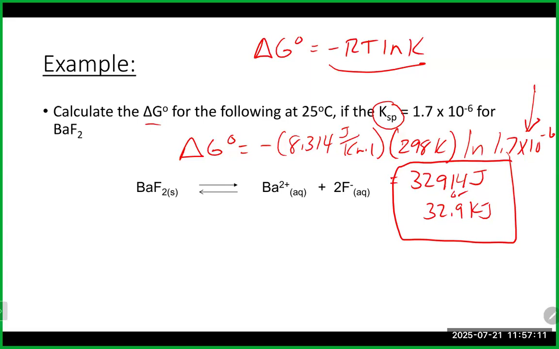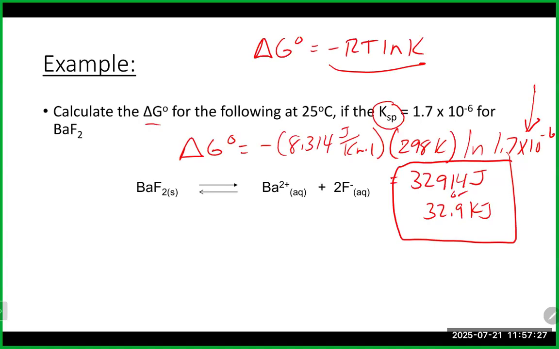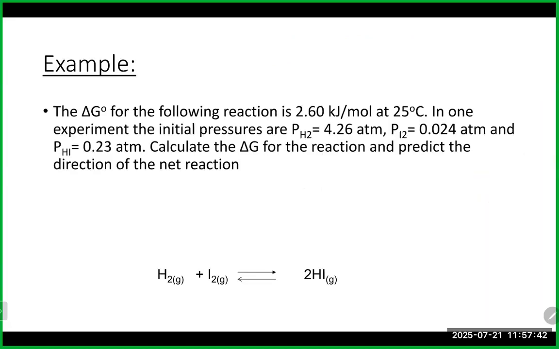Truthfully, delta G and delta H are usually given in kilojoules, and S is usually given in joules. But technically speaking, if it doesn't specify, either of those units is okay. K is the equilibrium constant, so it doesn't really matter what type of equilibrium constant it is. In this case, it happens to be a Ksp. Other questions? Okay, all right, so let's try this one then.